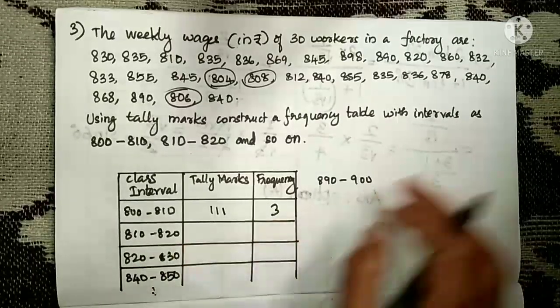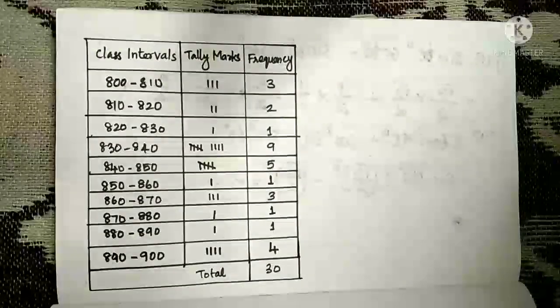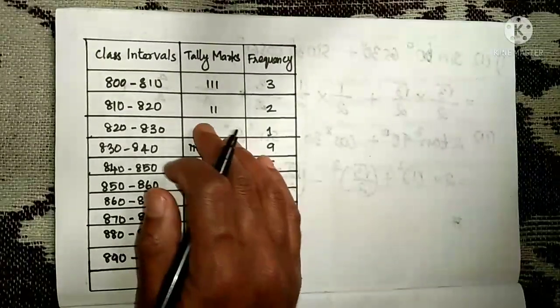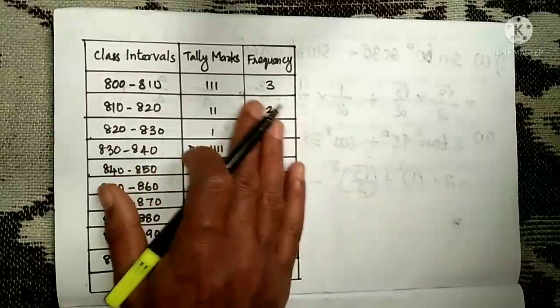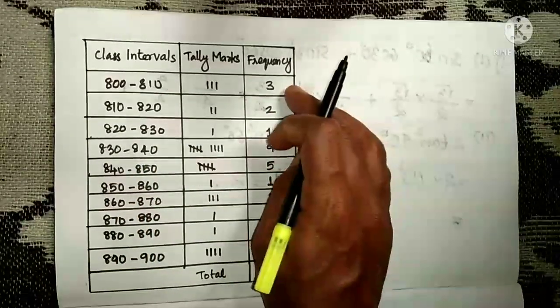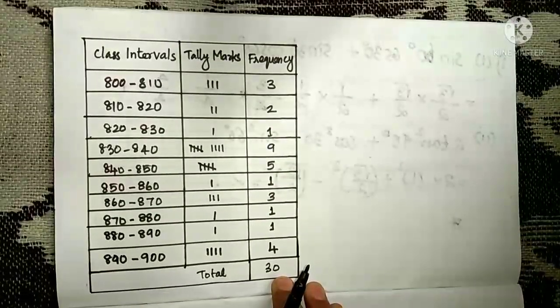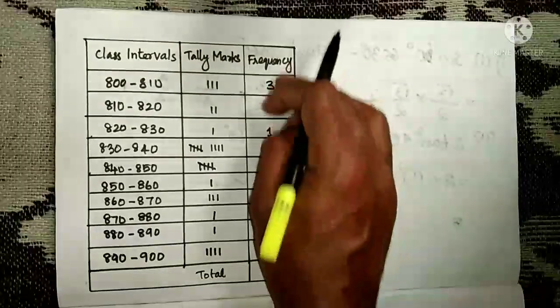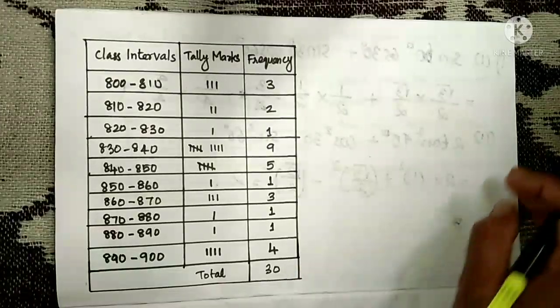Like that, for each class interval we have to get the values and mark them. Using that we mark like this, and if you count this, it should be equal to 30. The total given in the question is 30 workers. So this frequency total should also match that. If it matches, then our answer is correct. Okay.